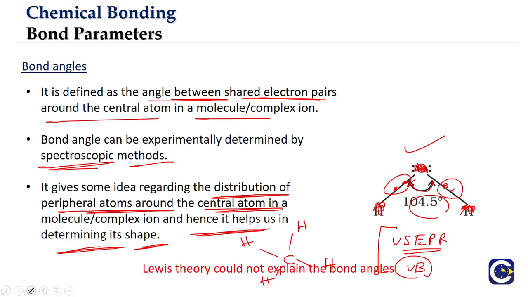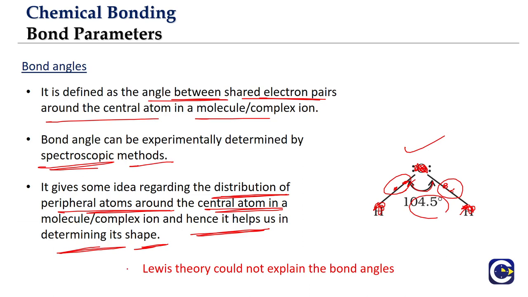And the Lewis theory again could not explain the concept of the bond angles. So Lewis theory could not explain the idea of bond length as well as the bond angles concept.